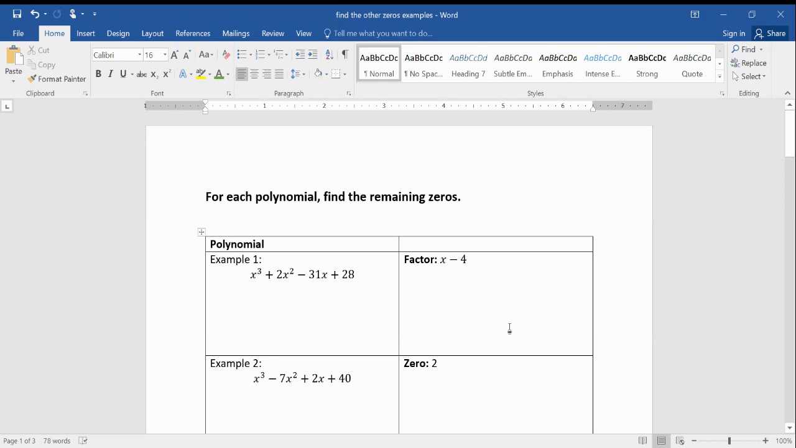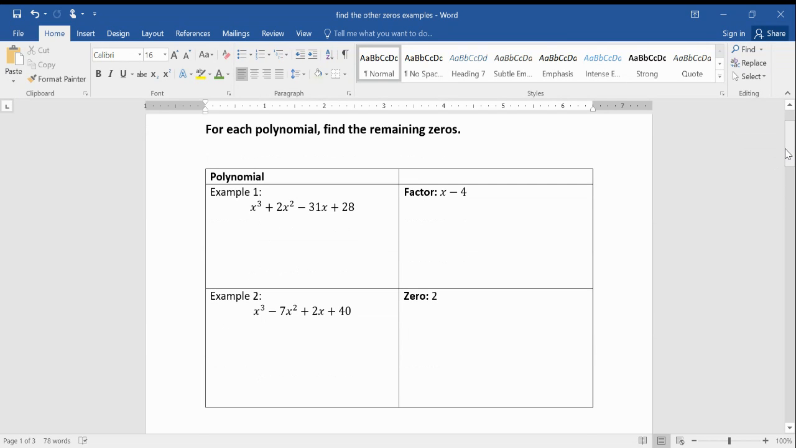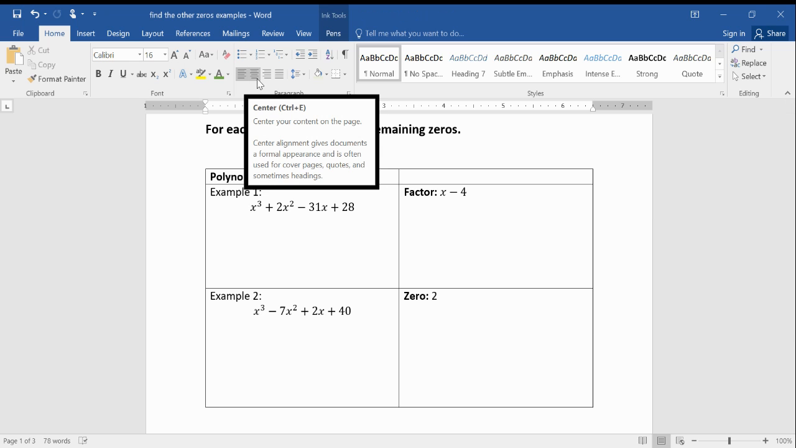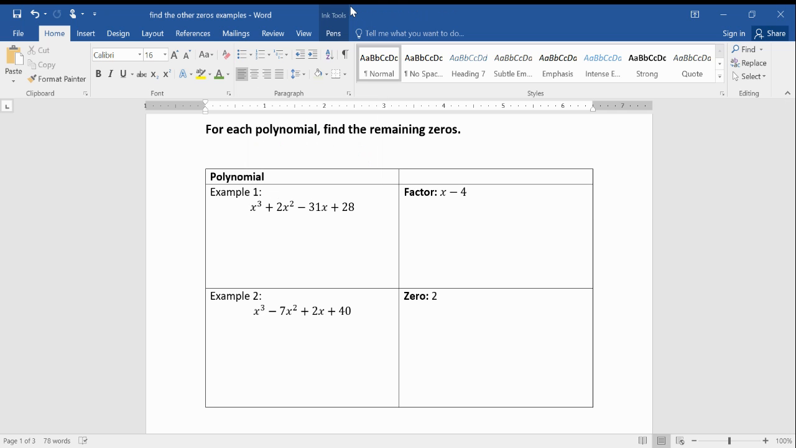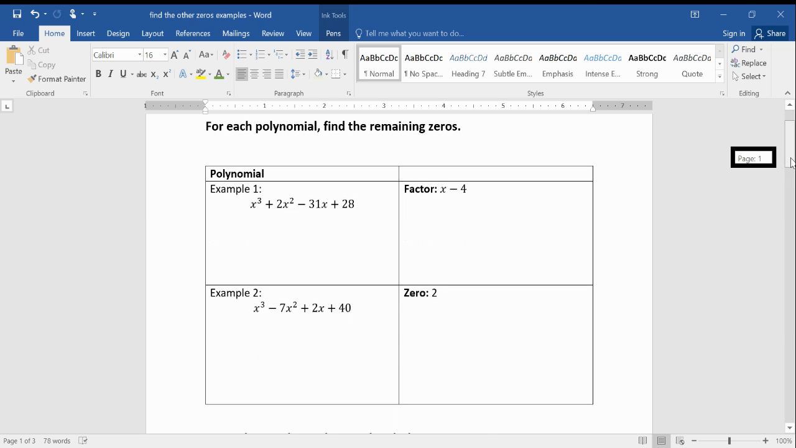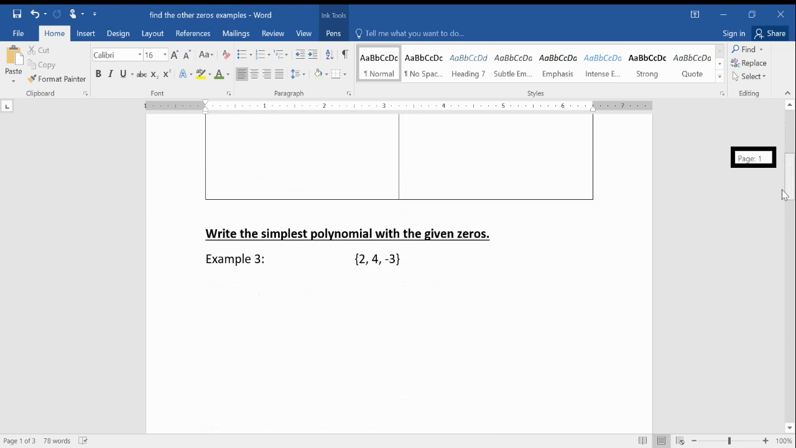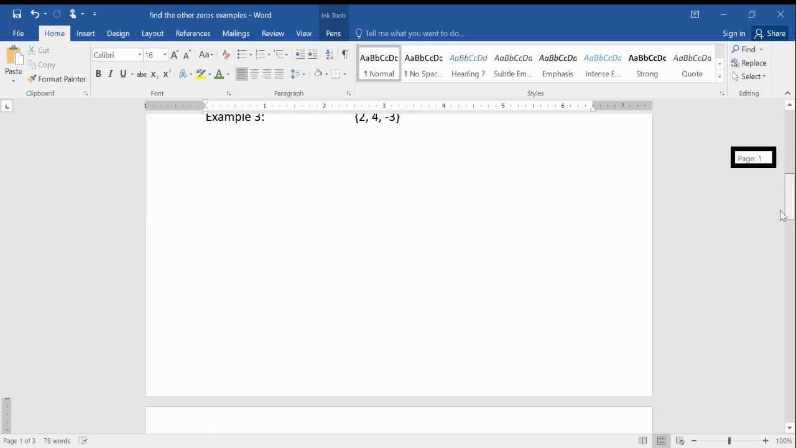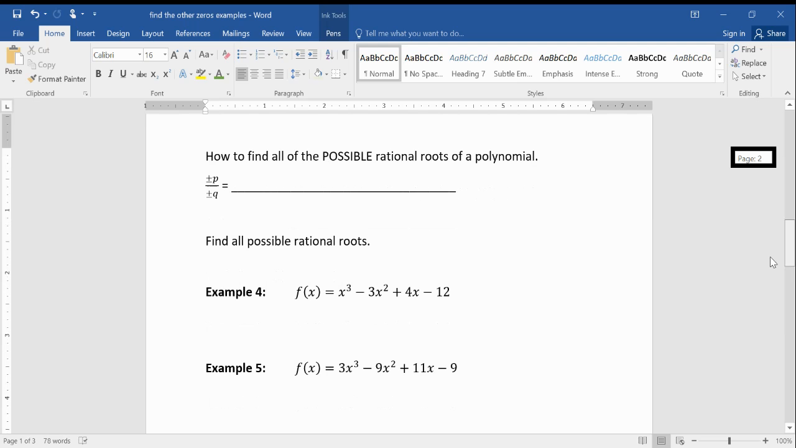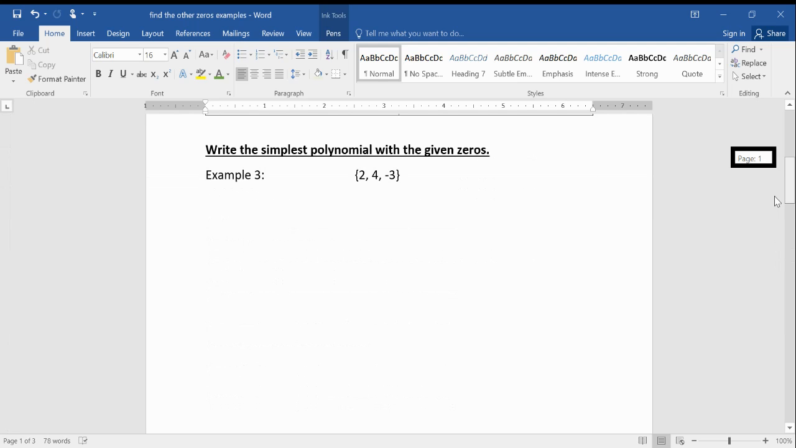All right, everybody, we got to cover several things here, and some of this is going to be a review for you. And if you weren't here for the instructional part before Christmas, it actually may appear to be new, and that's okay. So, what we're going to do is review a couple of things: how to find zeros if you're given a zero or a factor. Then we're going to talk about how to write the simplest polynomial with given zeros. We're also going to review how to write the possible rational roots of a polynomial.